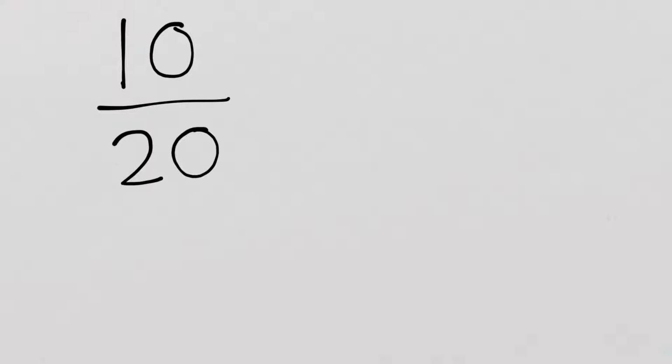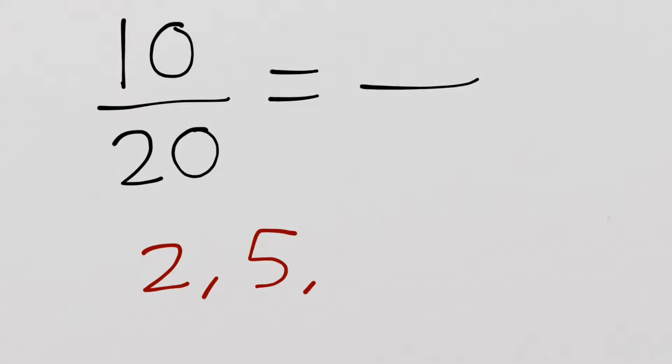One more, we've got 10/20ths. Now, I know quite a few numbers that go into 10 and 20. We could use 2, we could use 5, or we can even use 10. Now, the key thing to remember when simplifying fractions is you want to use the biggest number that goes into both the numerator and the denominator. And we can see the biggest number there is 10.